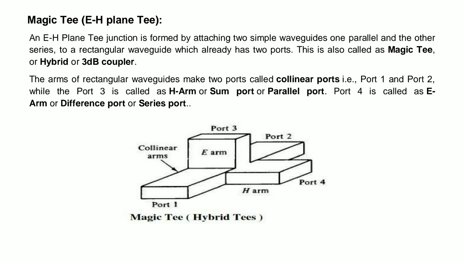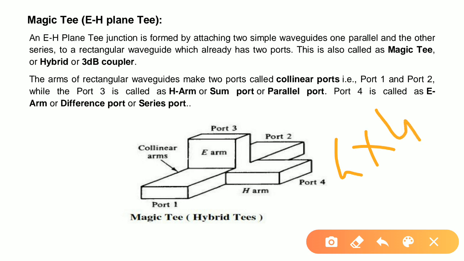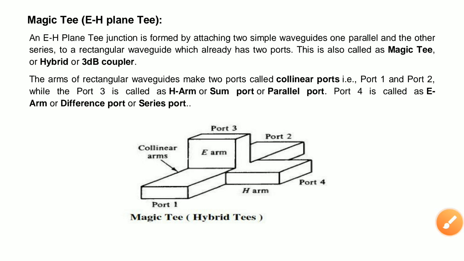So this is the basic diagram of this magic T. For the scattering matrix of the magic T, the matrix becomes 4 by 4, that means 4 rows and 4 columns. And likewise, we have to find all the scattering coefficients in the matrix. So in this way, we have studied the simple types of T's. It was very simple: the E plane T, H plane T and magic T.